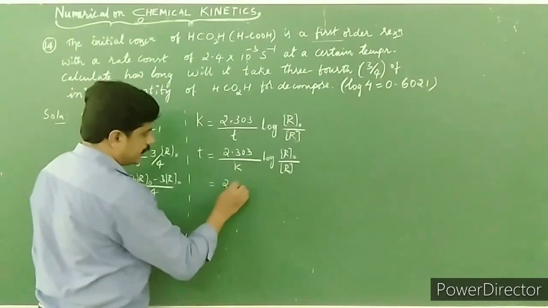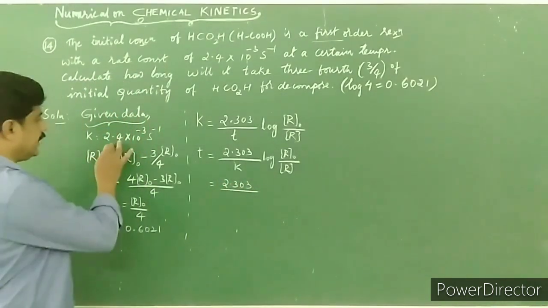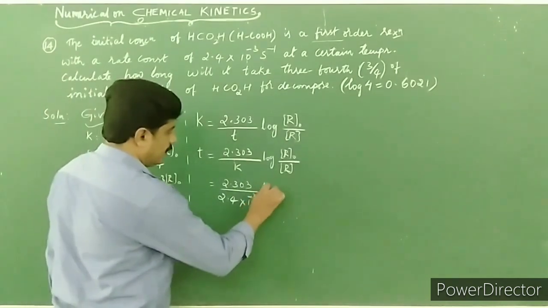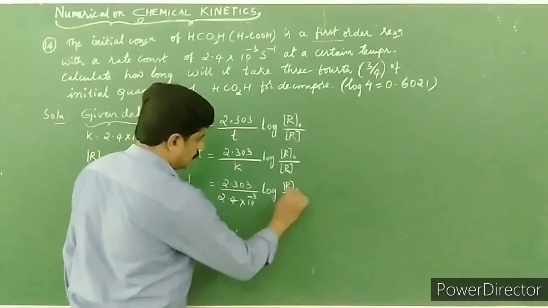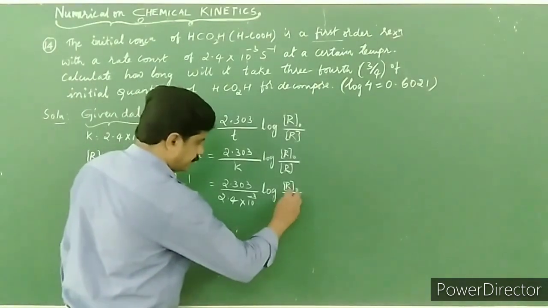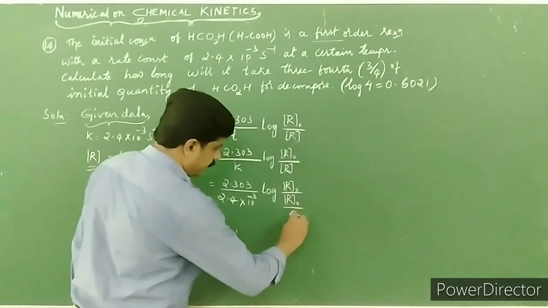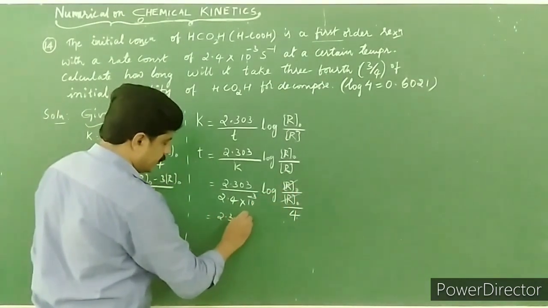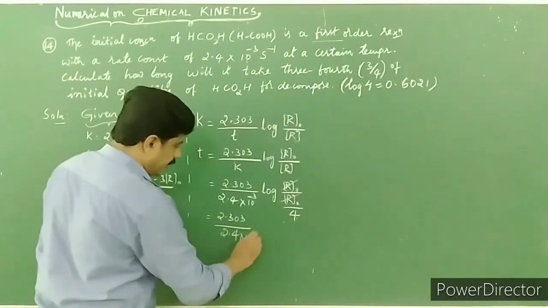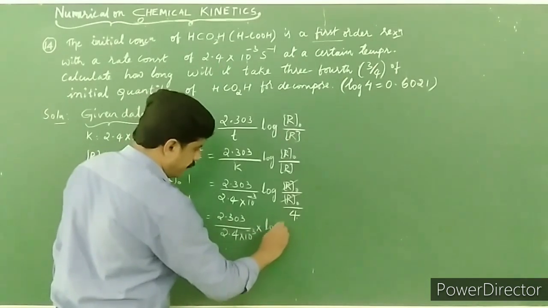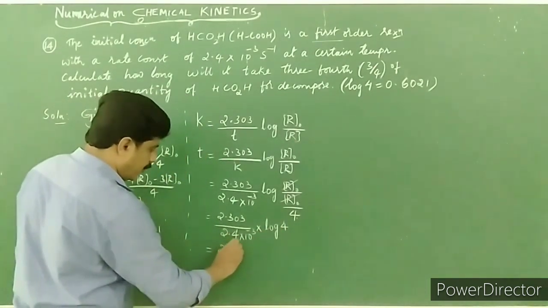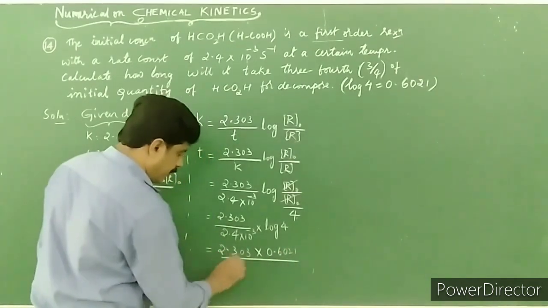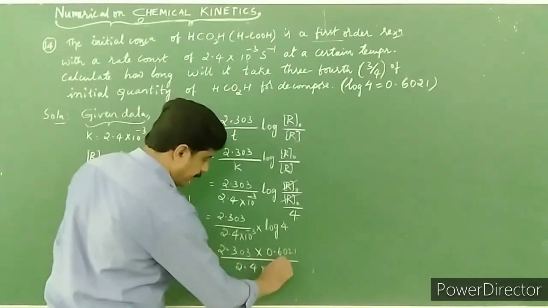Children, look here. 2.303. K value is given, is it not? It is 2.4 into 10 to the power of minus 3 per second, into log of R naught upon R. R is R naught upon 4. Hope you are following. I'll cancel these two. Now that is equal to 2.303 upon 2.4 into 10 to the power of minus 3 into log of 4. Now the log of 4 value is given, 0.6021, so 2.303 into 0.6021 upon 2.4 into 10 to the power of minus 3.